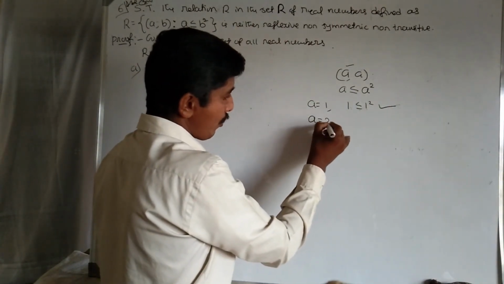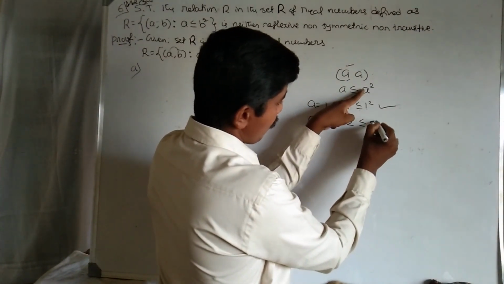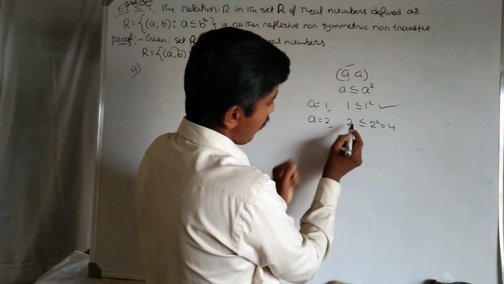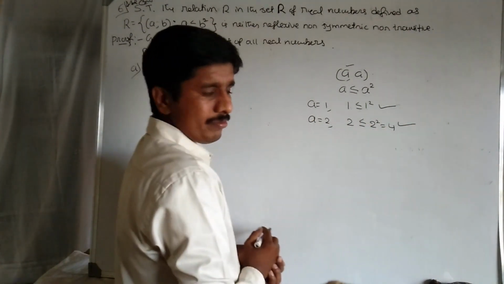Suppose a equal to 2. Here 2 is less than or equal to 2 square. 2 square means 4. 2 is less than 4. Correct. Therefore it is true.